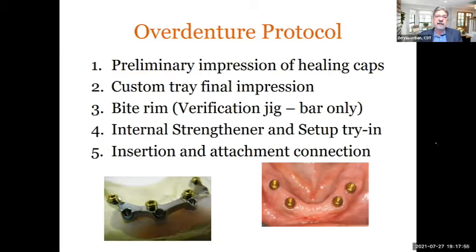So once we get that bite registration back at the laboratory, we're ready to do a setup or try-in. First, before we even do the setup, I'll get an internal strengthener made. It could be a mesh strengthener, a chrome cobalt strengthener, or something else that's going to really support that denture and stop it from breaking around where the attachments are. And the final visit is a finished denture with insertion and attachment connections. Now, these attachment connections can be either done in the laboratory, processed in the laboratory, or done chairside.